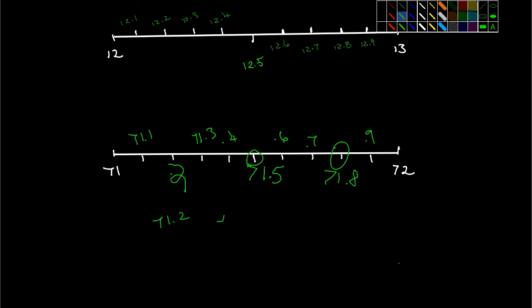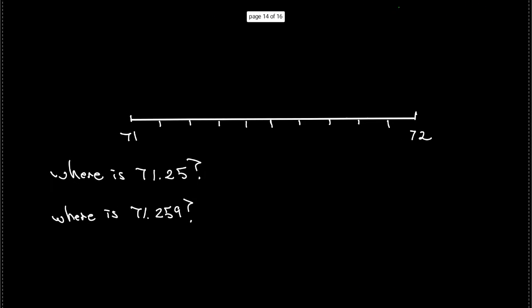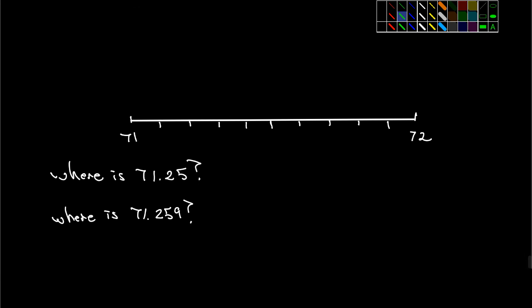How are we doing on time here? 12 minutes. All right, I'm going to show you guys one more thing. And then I'm going to end this lesson and give you guys your own problems to do. I want you guys to put on your thinking caps and think about this. I think all of you understand now that right here, 1, 2, 3, 4, 5, right here would be 71.5. Okay?